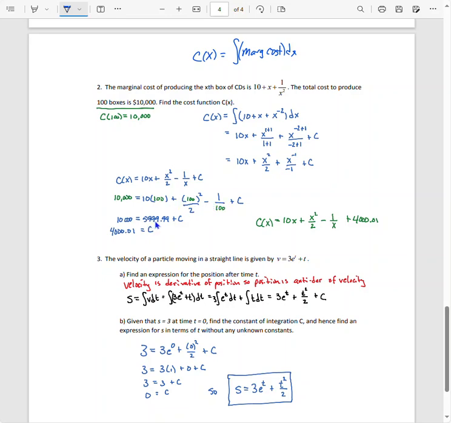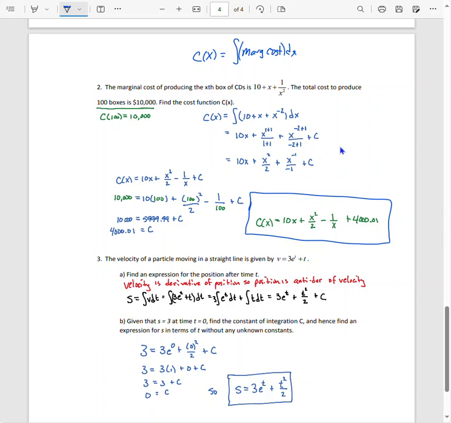It's $5,999.99 plus c. Subtract $5,999.99 from both sides. 10,000 minus nearly 6,000 is $4,001 equals our constant, the constant that we were looking for. That gives us a final answer of our total cost function for this situation.